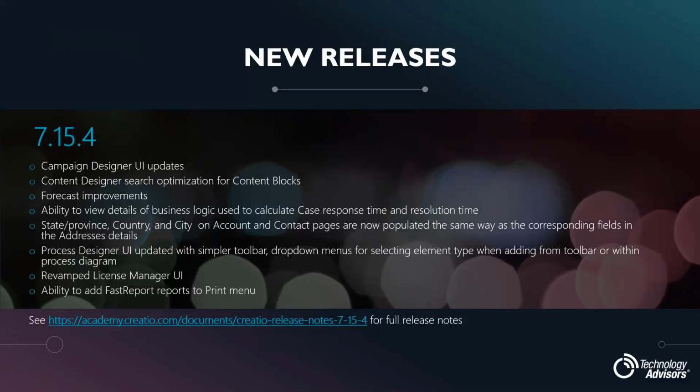The account and contact pages, the address fields are now filtered the same way on the page as they are in the address detail so that they're consistent in how they work. And the process designer went through a pretty significant UI change in 7.15.4. It was in beta before that, where it got very simple. So they simplified a lot of the options. Instead of having 25 buttons to choose from, you've got like 6 now, or something like that. And then you can modify your elements as you add them.